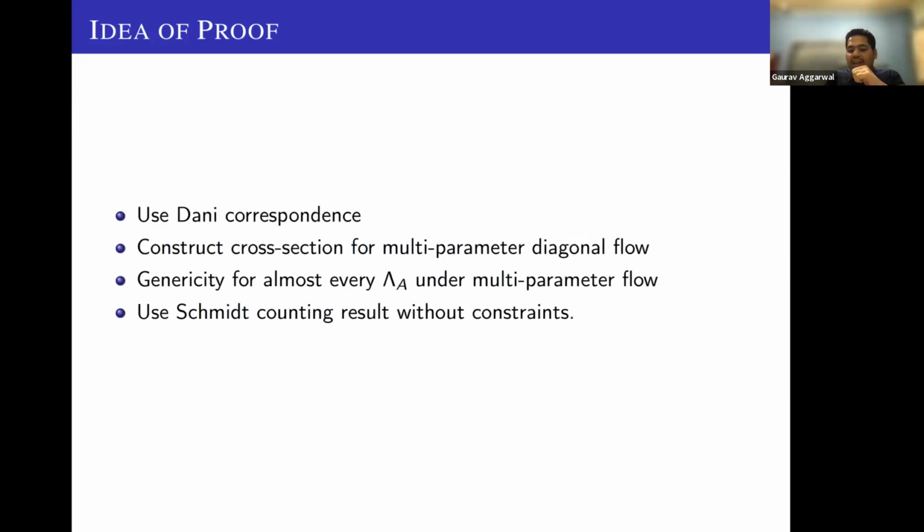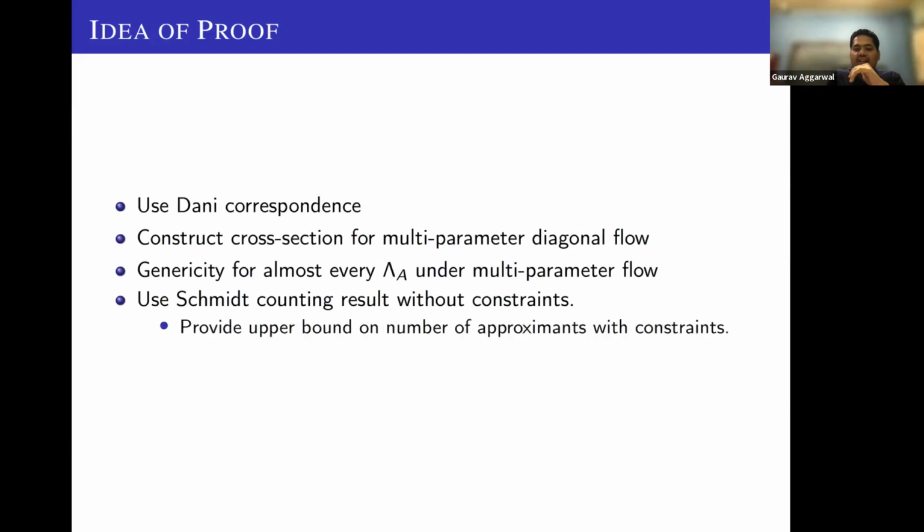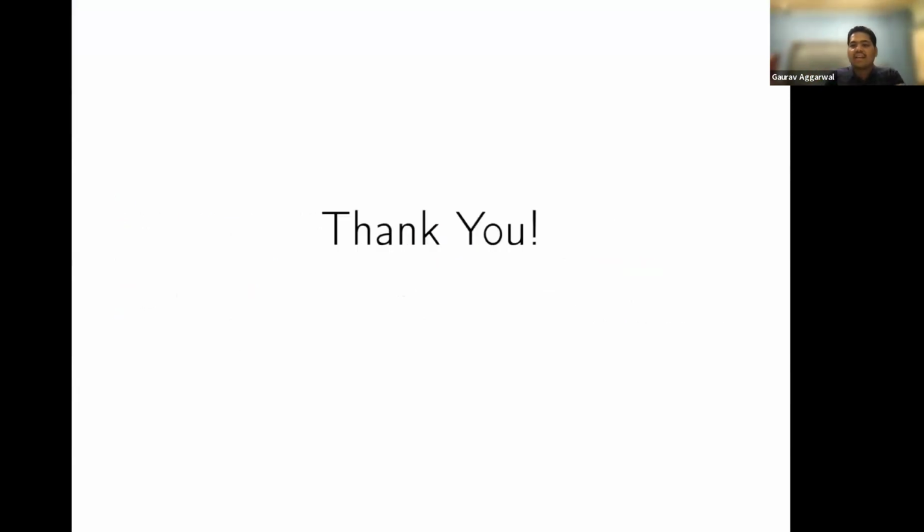And the final step was to use the Schmidt result without the constraints. It gave us the upper bound for the number of approximates with the constraints. By squeezing these two things, we get the exact asymptotics for the number of approximates with the given condition. I think with this, I end my presentation.